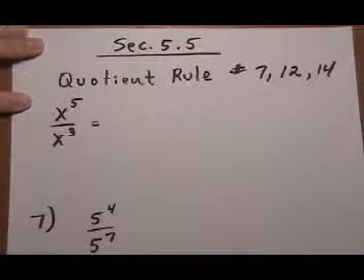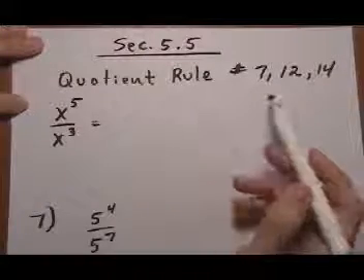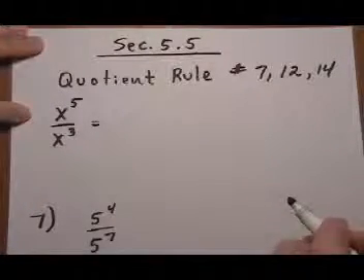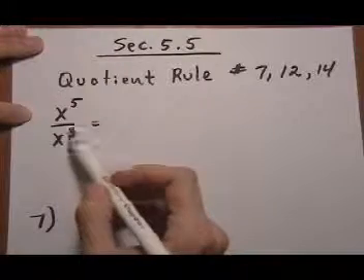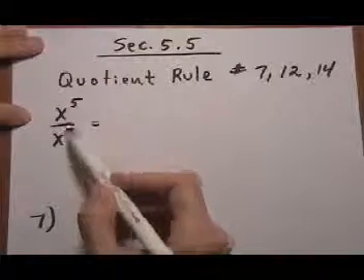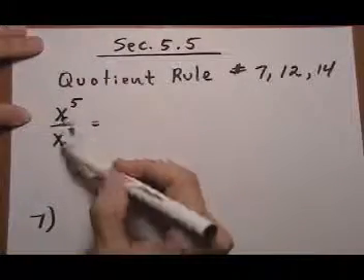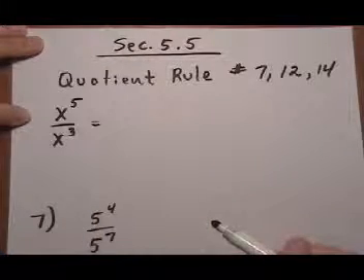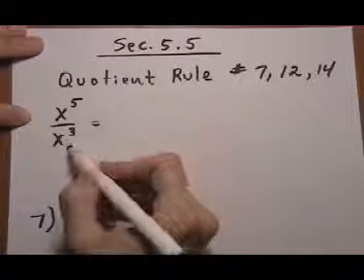Section 5.5, Problems with the Quotient Rule, numbers 7, 12, and 14. The quotient rule tells us that if we have two terms being divided and they're like bases, then we can go ahead and subtract the exponents. And let's take a look at why that's true.